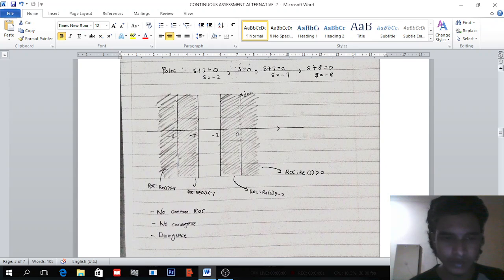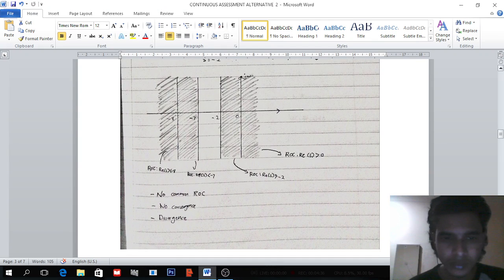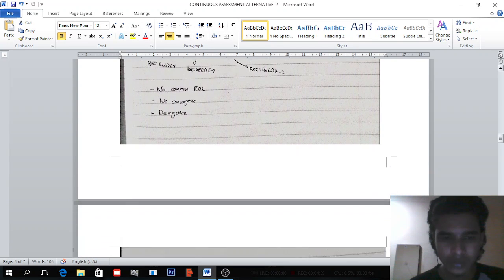So this is the graph. It has no common ROC, no convergence, and it is also a divergence. First, the ROC real part is 0. Here the ROC real part is negative 2, and the ROC real part is negative 7, and here the ROC real part is negative 8. So this is the ROC graph here. Next question.